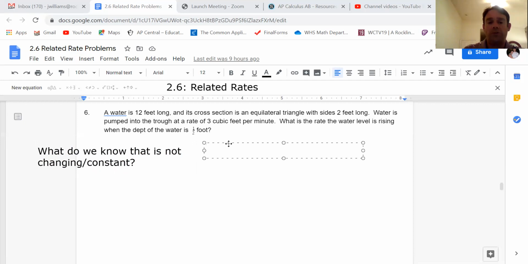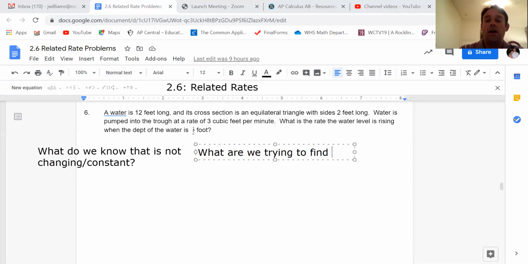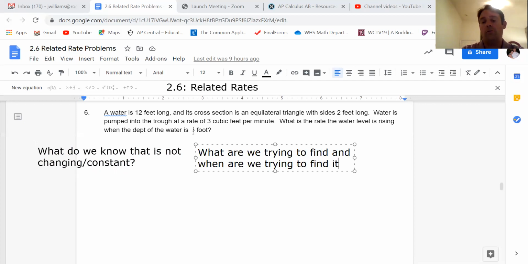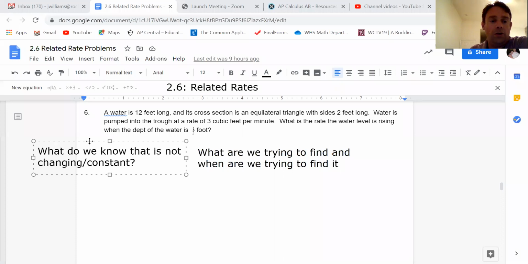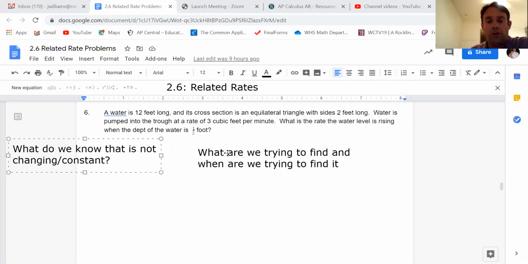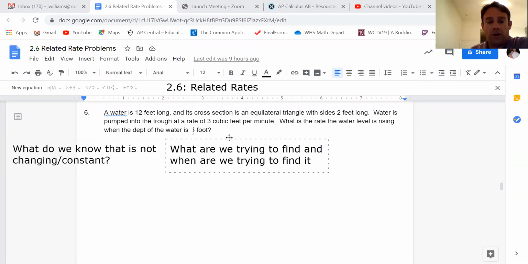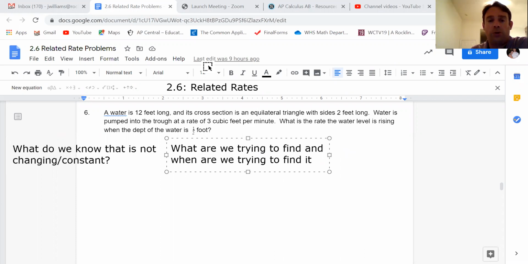And then the other thing we said we're trying to always find is, what are we trying to find? And when are we trying to find it? In other words, we called this the little snapshot in time. When is this taking place? Because if we can figure out when it's taking place, we've got a pretty good shot of being able to determine the exact value.